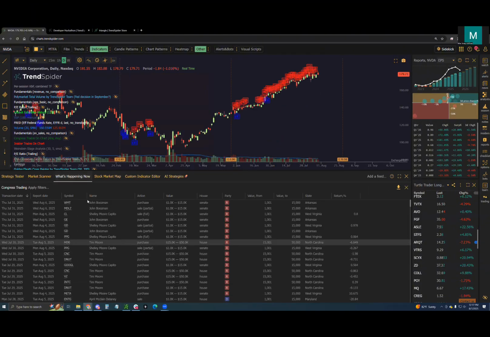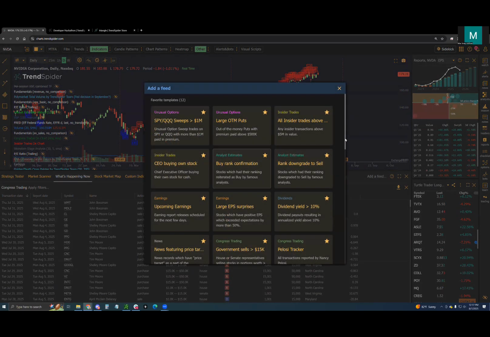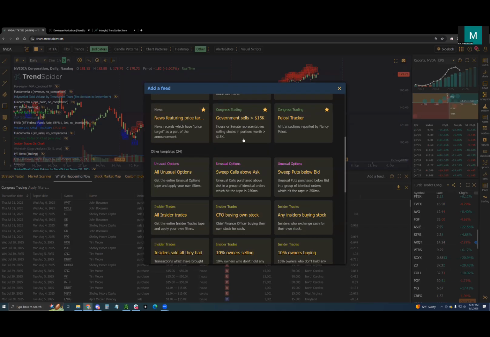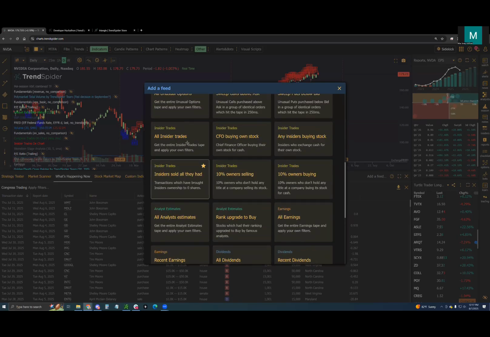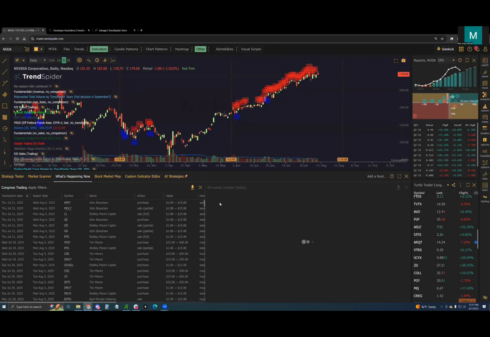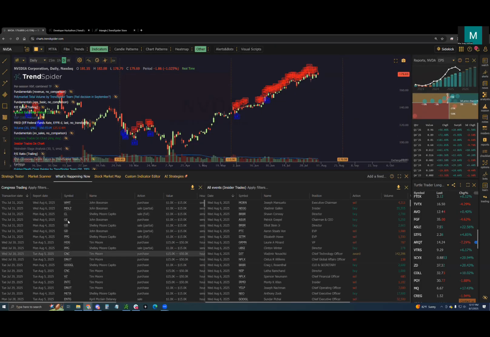And this goes hand in hand with our What's Happening Now tab right at the bottom of the screen. If I click Add a Feed here, you can see all this stuff that you can do. We have a Pelosi tracker, government sales over 15,000, unusual options, insider trades. So I'll click open insider trades and then have Congress trading over here on the left. What this is going to show you is all the insider trades by date, and then Congress trades by date.